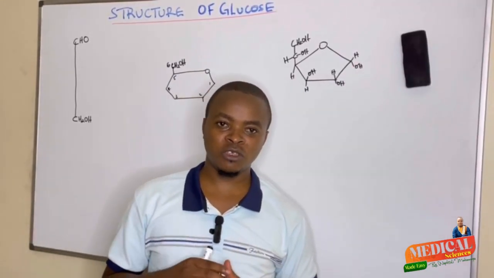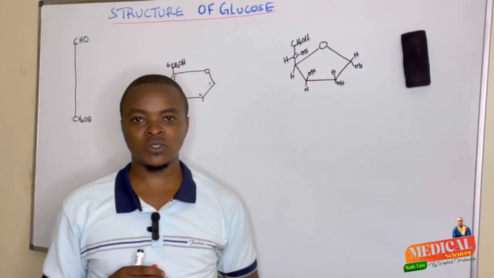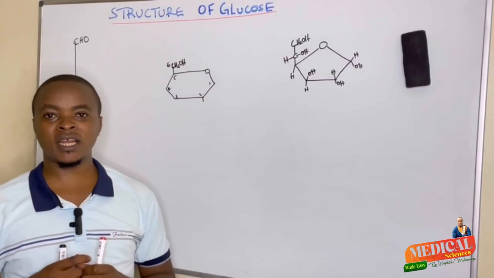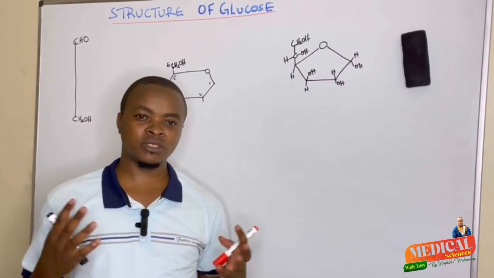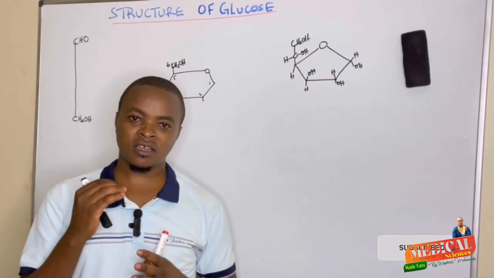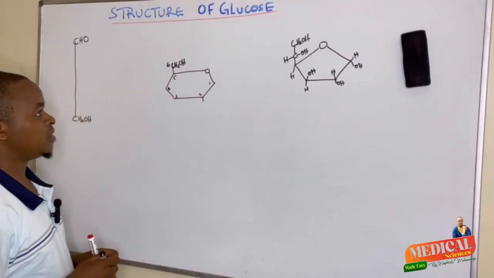And in today's session, we want to look at the structure of glucose, which is the most common monosaccharide sugar. So I want to see how it looks according to the Fischer and Haworth projections.